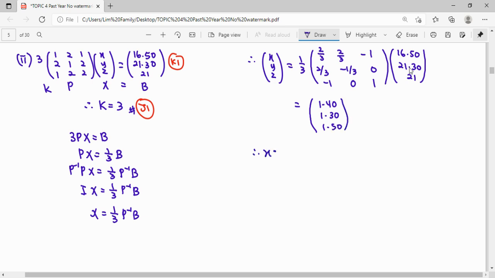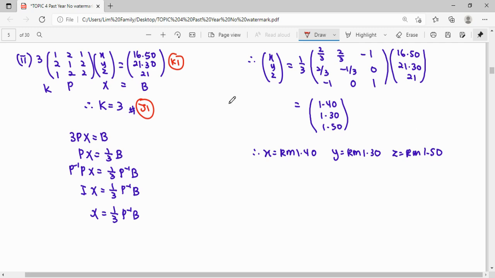From here we solve that x is RM 1.40, y is RM 1.30, and z is RM 1.50. So this is for sugar, flour, and rice. Therefore, we see what the important concept is.